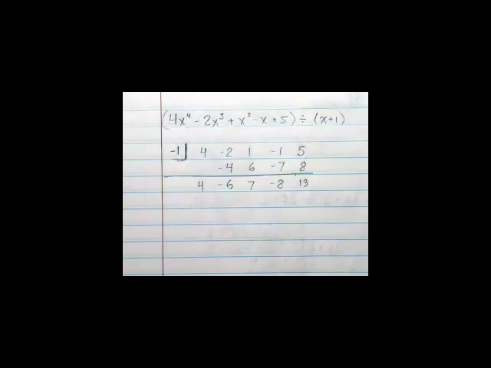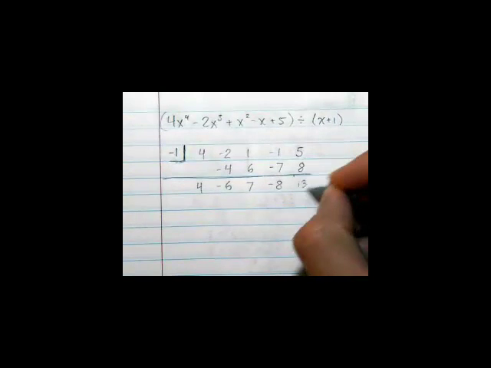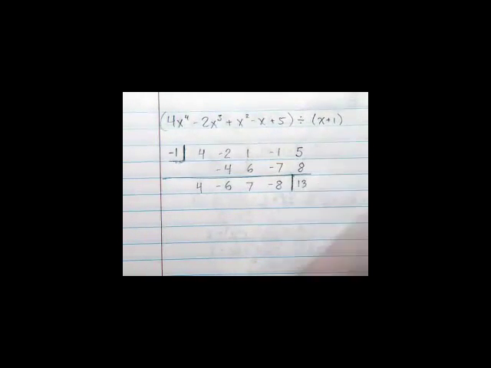So take a look at those numbers. 4, -6, 7, -8, 13. And look at the answer to that last problem that we did. What do you notice? Yeah, I know. Trying to make it exciting again. Those numbers are the coefficients of your answer of the last one you did. And not only that, this 13 at the end, that's your remainder. And so usually we put a little bar down like this to kind of separate them.